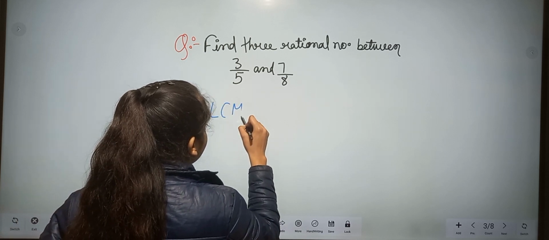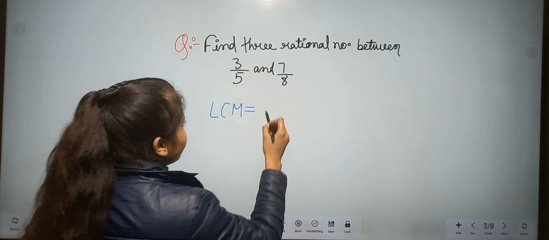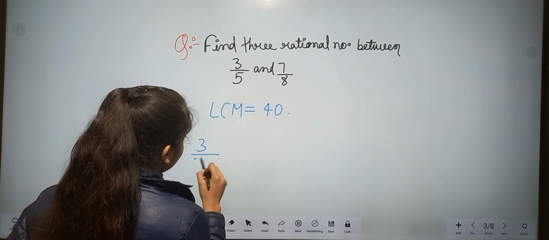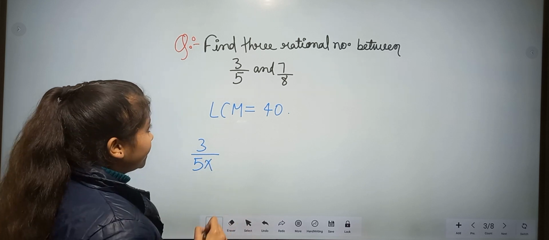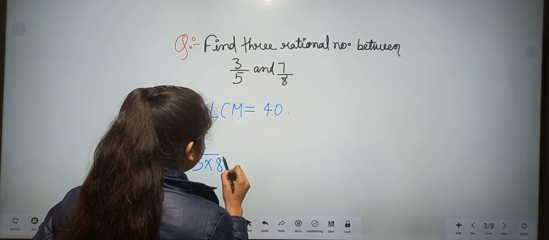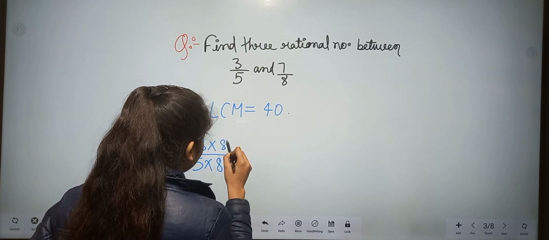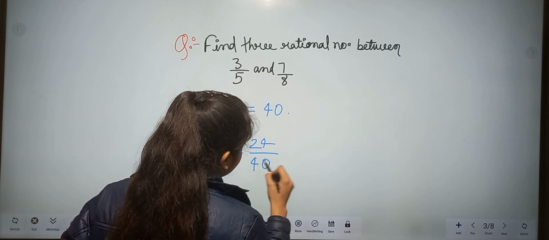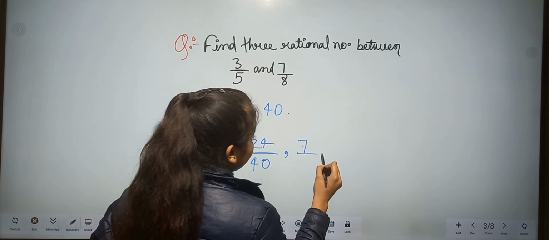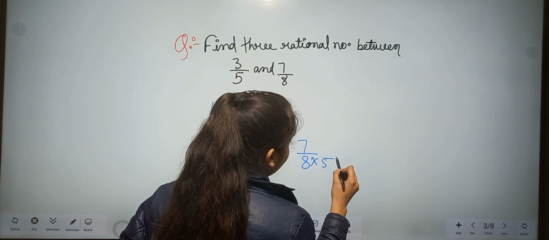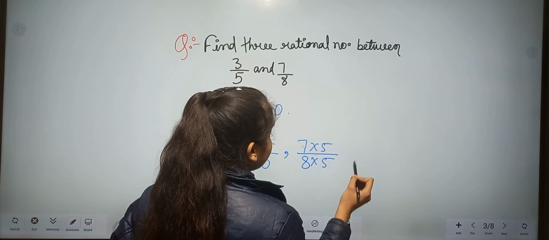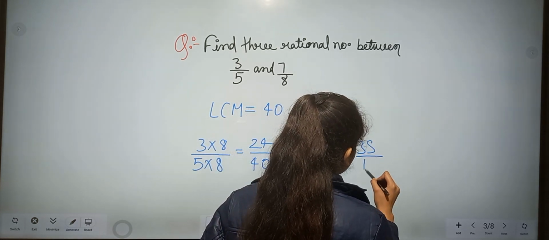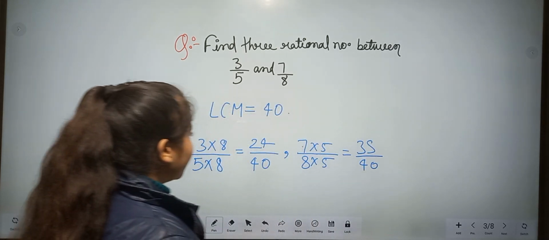First of all, we have to find the LCM. Like 5 into 8 is equal to 40. And if we multiply by 8, the denominator will be 40. And in the second number, 7/8, if we multiply by 5, the denominator will be 40, okay? So 7 times 5 is 35 and 8 times 5 is 40.